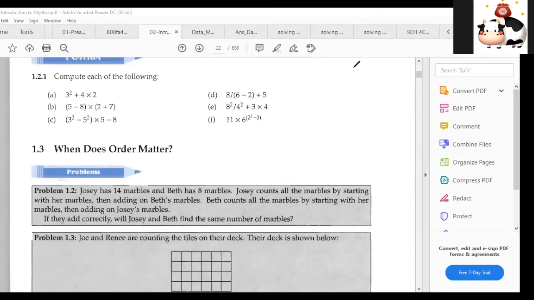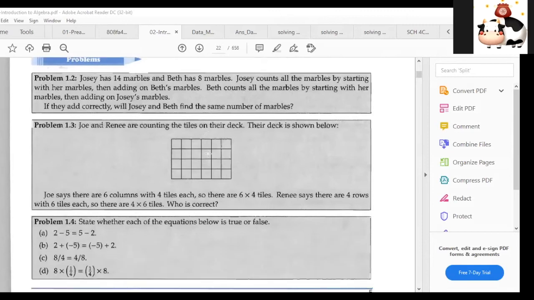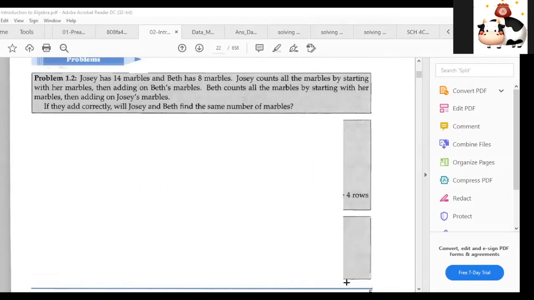All right. So now we're going to learn about something called the commutative property of addition. And maybe it sounds really fancy to you, but you'll see it's pretty easy. So let's read problem 1.2 together, okay? And I want to hide, just so that you're not distracted, the rest of this here so you can just focus on problem 1.2, okay?